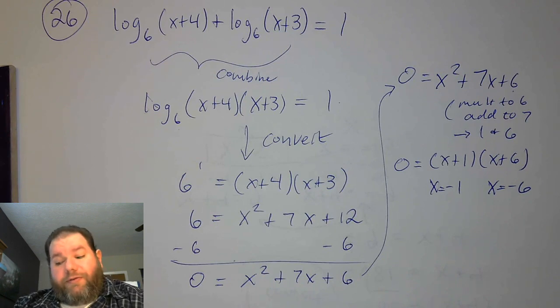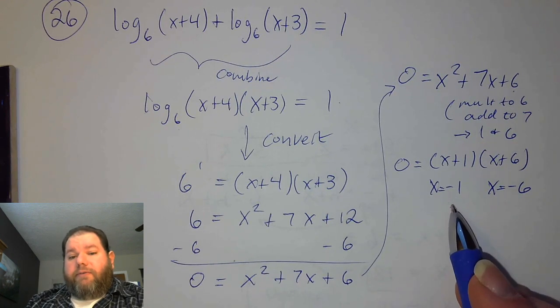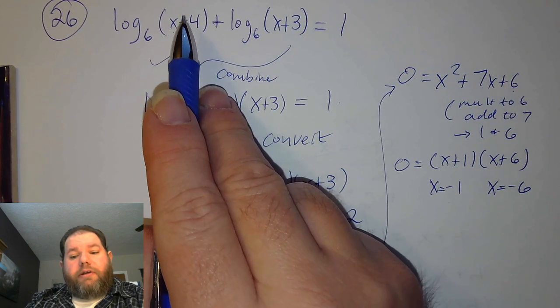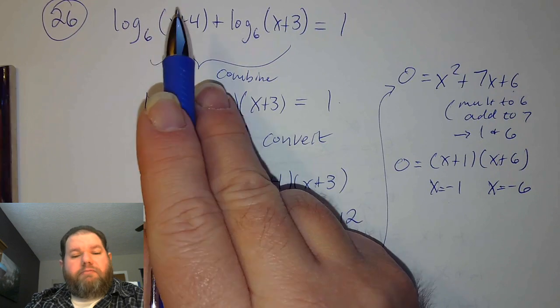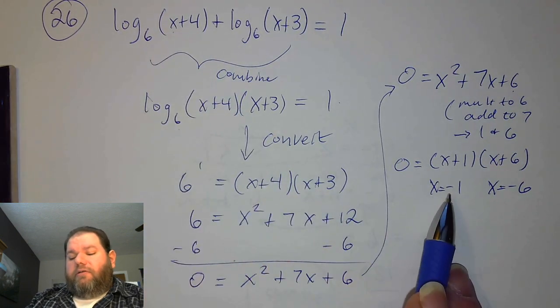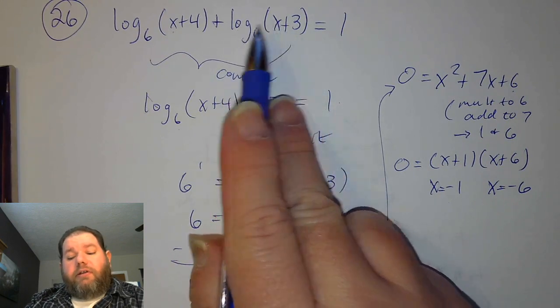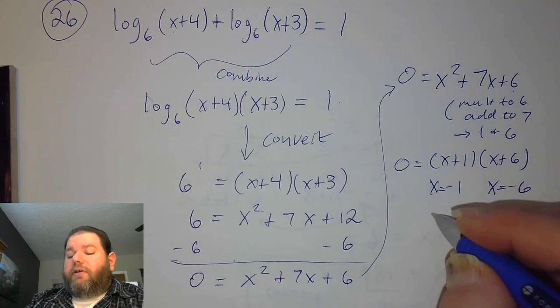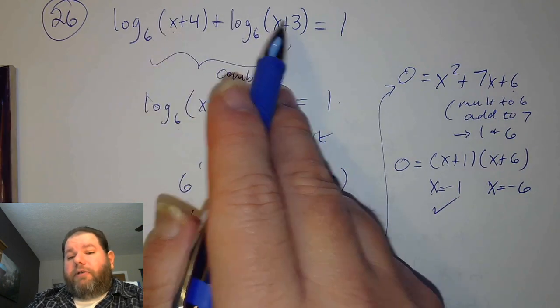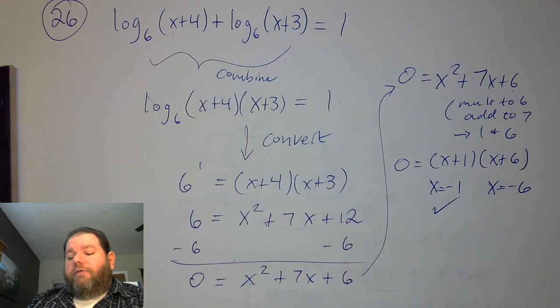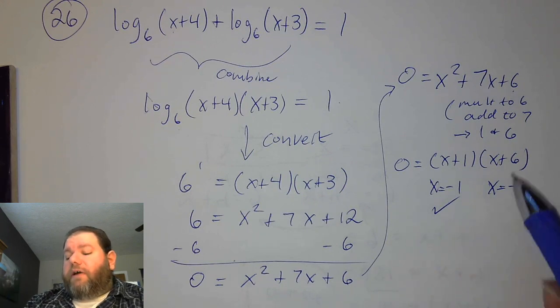But the question is, is it really negative 1 and negative 6? Let's plug in x equals negative 1. Negative 1 plus 4, that's positive 3. Can we take log of a positive 3? Yes. Negative 1 plus 3, positive 2. Again, we get a positive number, so that's good. Log of a positive number exists. Now, in this case, where we have two logarithms, our number has to check in both of those. If it works in one but not the other, then it doesn't work. But negative 1 is valid.